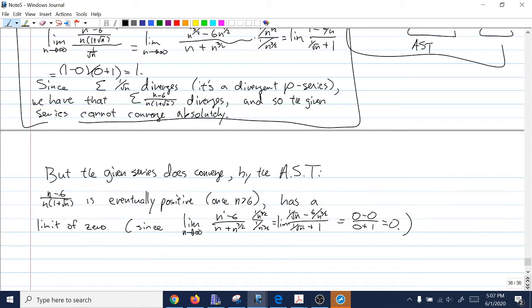We said that it's positive, it has a limit of 0, and is eventually decreasing. How do I know it's eventually decreasing? Oh, that is not obvious at all. I guess I want to say that its derivative is going to be negative.